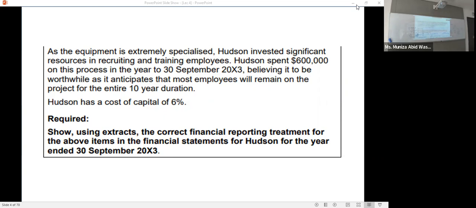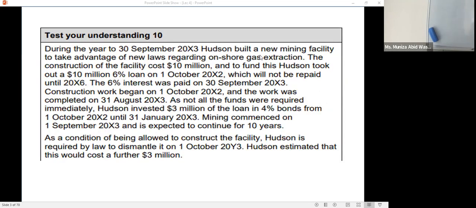Dear students, now what we have to do, because we have taken a loan, we have to write this loan in our SOFP. This is the treatment under SOFP. In non-current assets, we are going to write this amount. Together with that, we have to write the loan amount as well in our SOFP. So the loan of 10 million is going to be written over there.